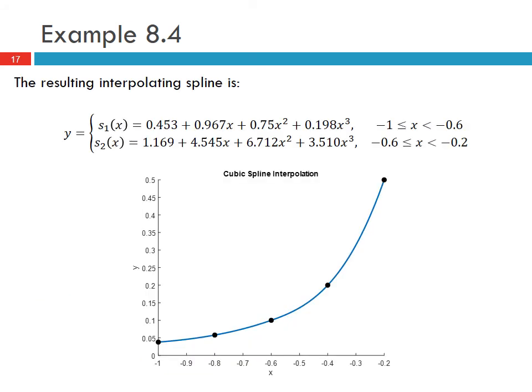So the resulting interpolating spline is shown here. We only have 2 functions. The first goes through the first 3 points, and the second goes through the last 3 points, and they have continuity of the first and second derivative at the interior point.